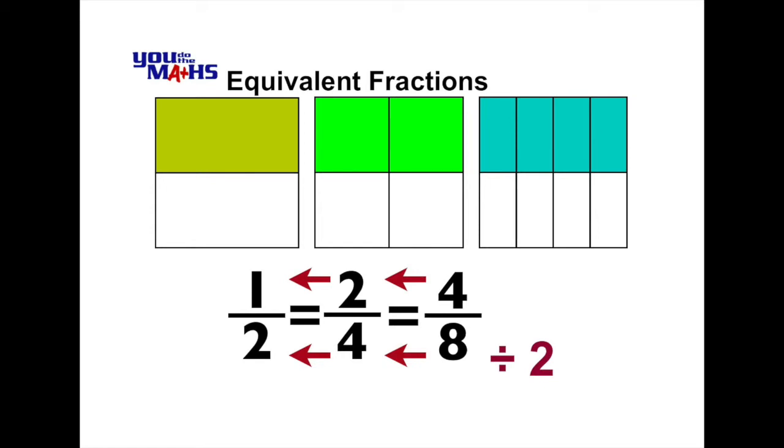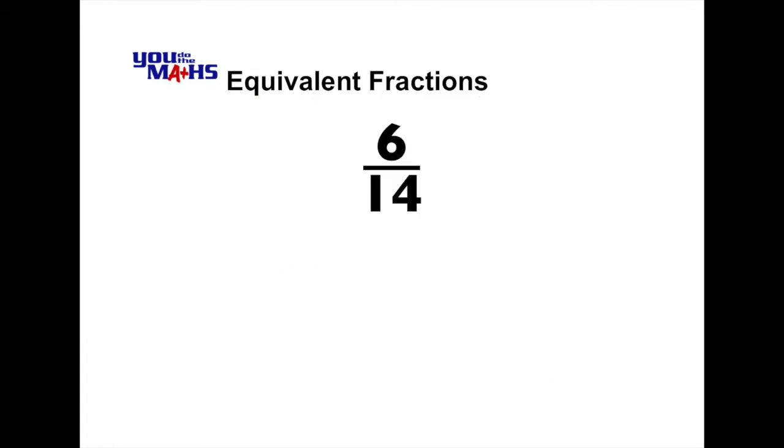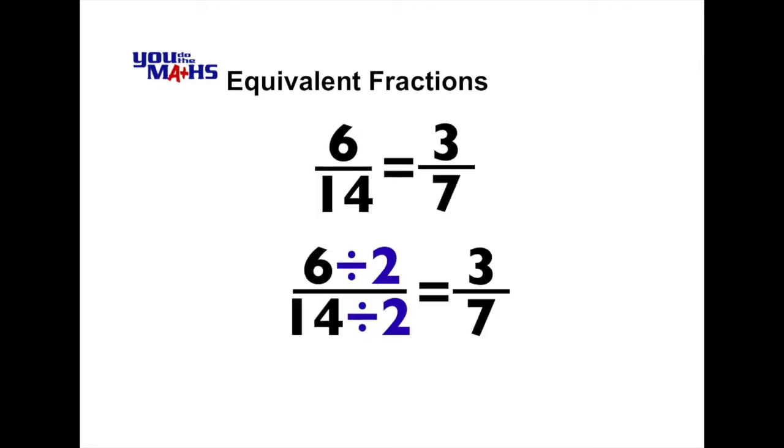Let's have a look at how we apply this idea of equivalent fractions to other fractions without the diagram. If we've got something like 6/14, to turn this into an equivalent fraction, say the simplest one possible, we need to apply the same operation to the top and bottom line. What we'll do is we'll divide by 2. Now we can do that because 2 goes into 6 and it goes into 14. So we can see that if we divide 6 by 2 we get 3, and divide 14 by 2 we get 7. So that's an equivalent fraction.